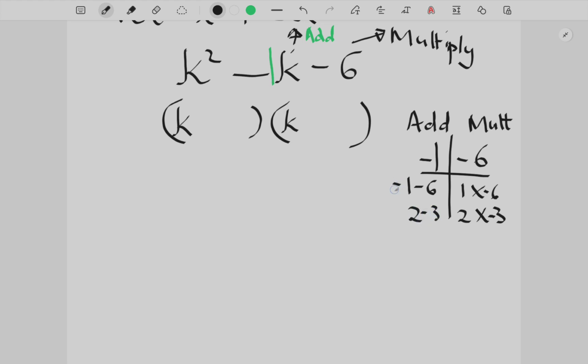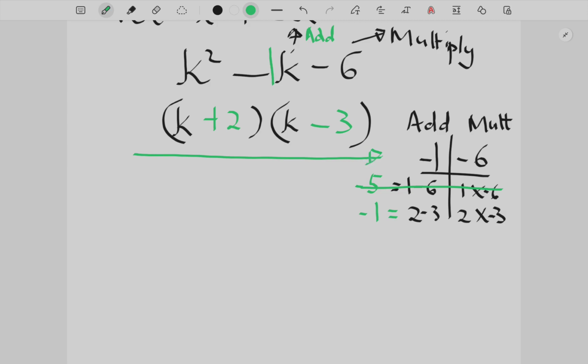Then what is 1 minus 6? It is going to give us minus 5. Then 2 minus 3 is going to give us negative 1. It means the first pair is incorrect. The correct pair is the one of 2 and minus 3. It means our factors are positive 2 and negative 3. It's (k + 2)(k - 3).